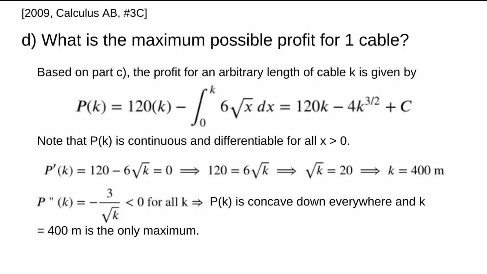Okay, so the maximum profit is just going to be the value of our P function at 400, but since this is a calculator active question, you can just plug this into your calculator. The maximum profit is $16,000.